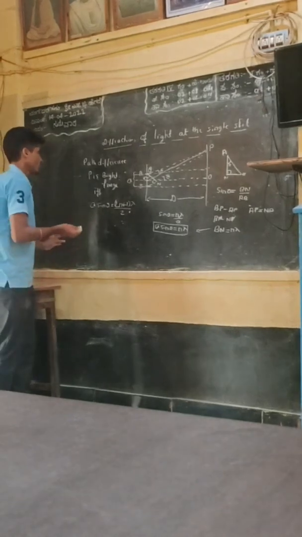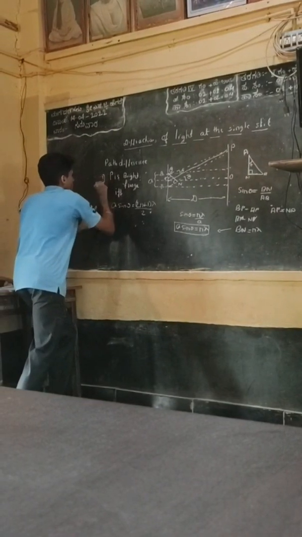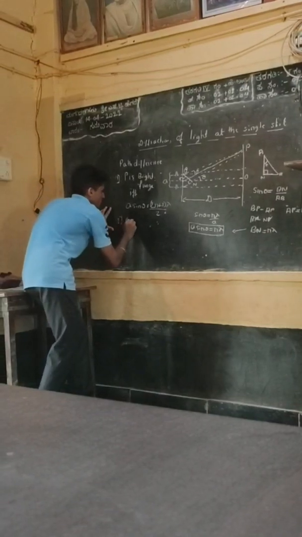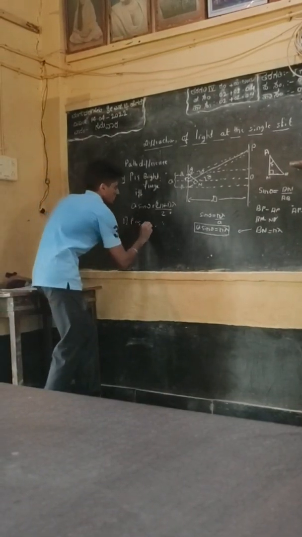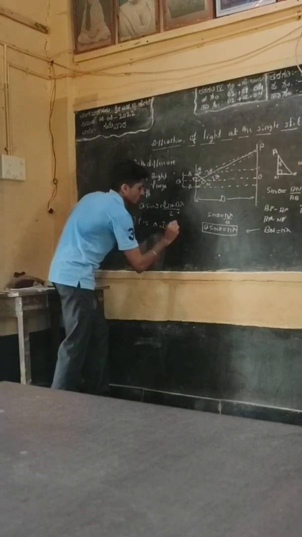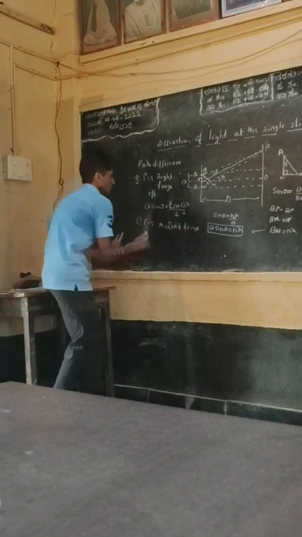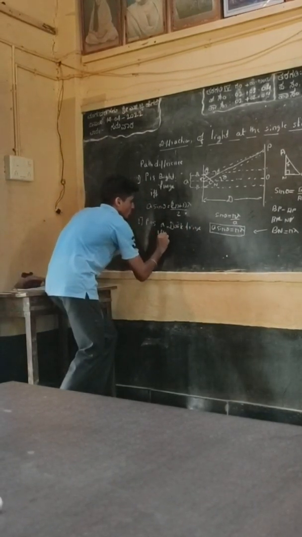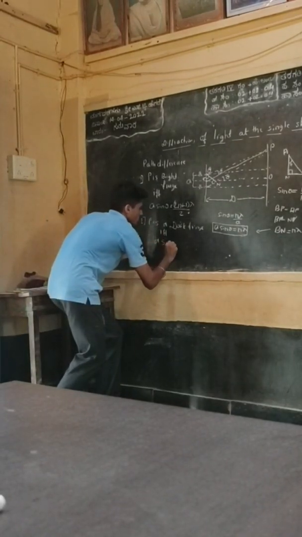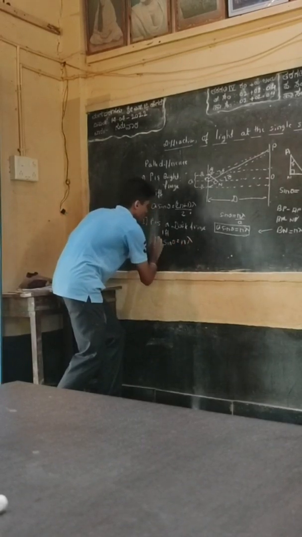Then we have to write the path difference for the dark fringe. We can take it as the second one: P is a dark fringe if and only if you write the equation A sin theta is equal to n lambda.